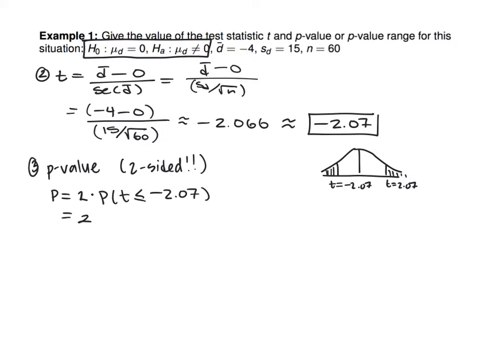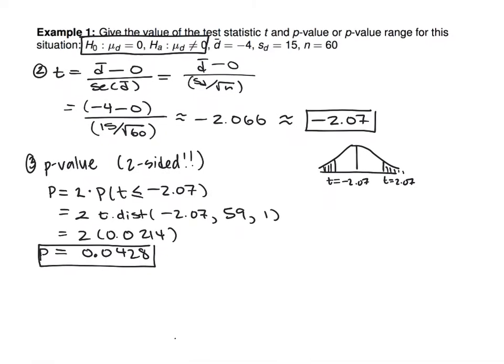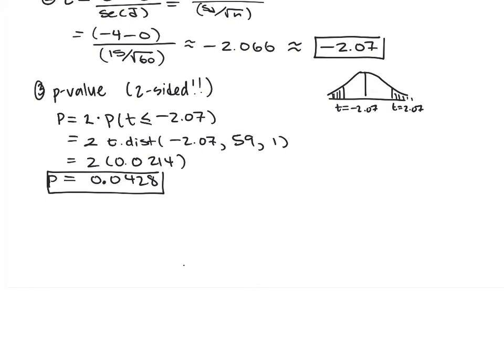So that's 2 times, well, in Excel this would be T.DIST of negative 2.07. Ooh, degrees of freedom. That would be 59. And this comes out to be 2 times 0.0214, or 0.0428. So that's the exact p-value using Excel. You do also have to know how to do this using the table. So let's talk about how to use the table.